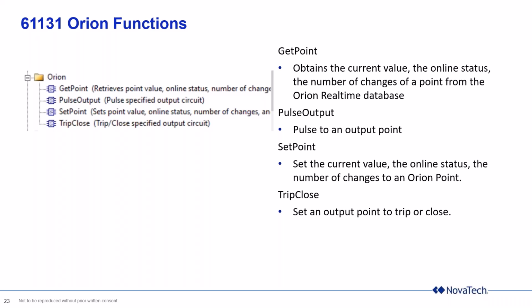So if you're using an Orion IO and you're doing 61131 on the Orion IO, your controls are going to the built-in Orion IO outputs. You do not have to use the trip close or the pulse output. You're only using this if the Orion is communicating to an IED and you want to send a control to that IED.